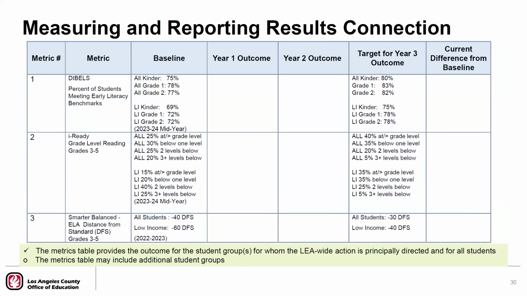Again, here we have our three metrics and their respective sources. We have the percent of students meeting early literacy benchmarks in DIBELS, the percent of students reading at grade level per iReady, and the distance from standard in grades 3 through 5 on the Smarter Balanced Assessment for ELA. We also have our baseline data and when it was collected or when it will be collected, and our target for year 3 outcome. Again, because this action was principally directed for low-income students, we clearly see the disaggregation of data to compare this unduplicated student group to the all student group.